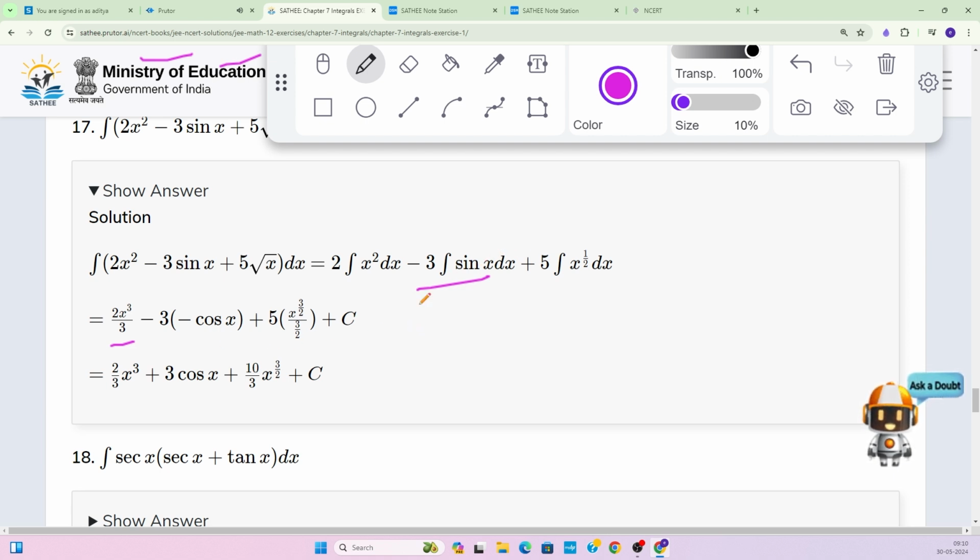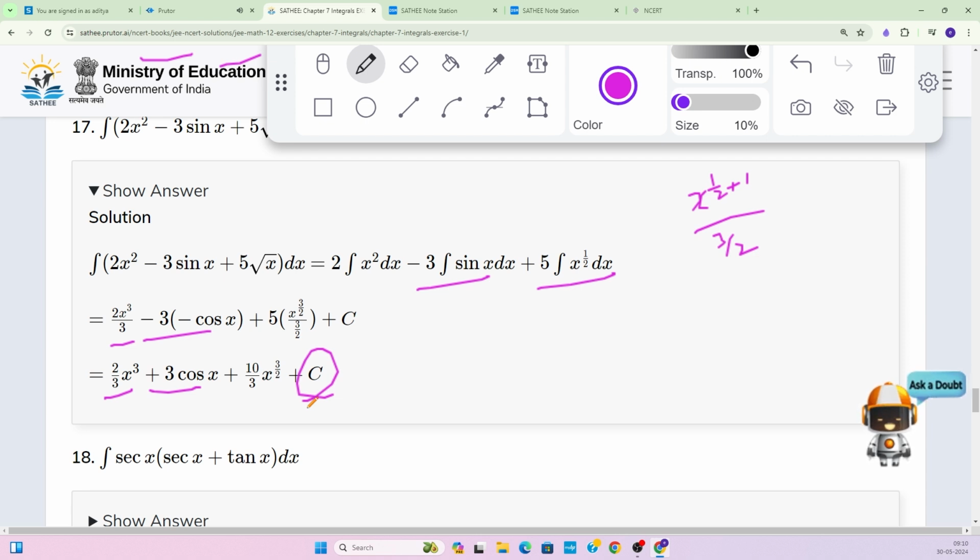So this will be 3 cos x. As you can see, minus minus will be a positive, so that's why 2x cube by 3 plus 3 cos x. Now for this, adding 1 you will have 3 by 2. Yes, 3 by 2. So like this you will have 10 by 3 multiplied with x power 3 by 2 plus some constant. Okay, simple.